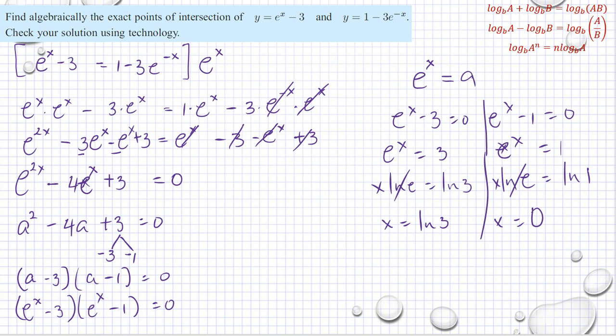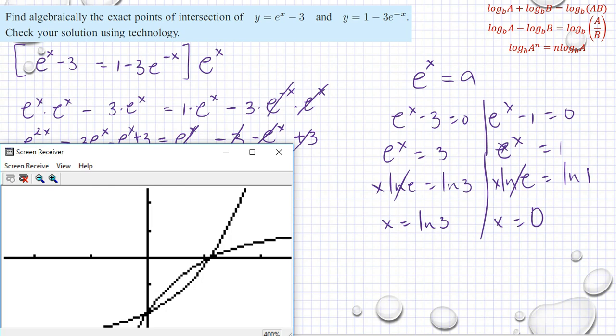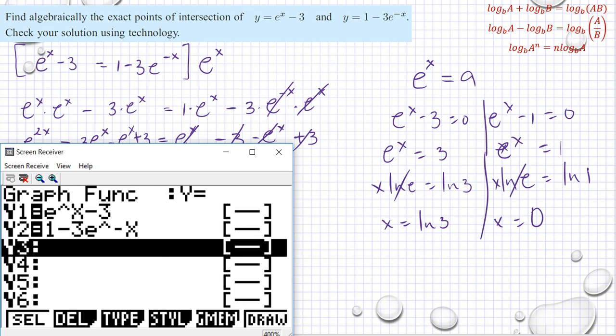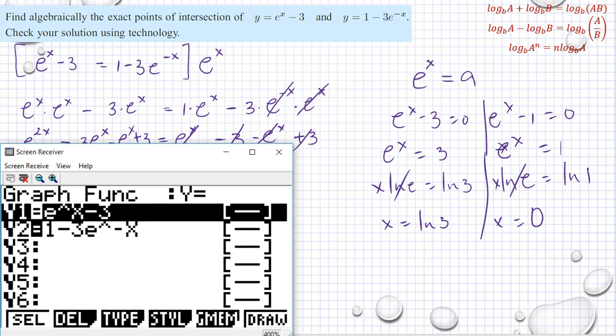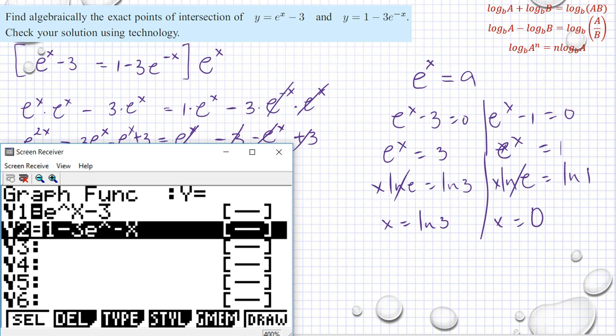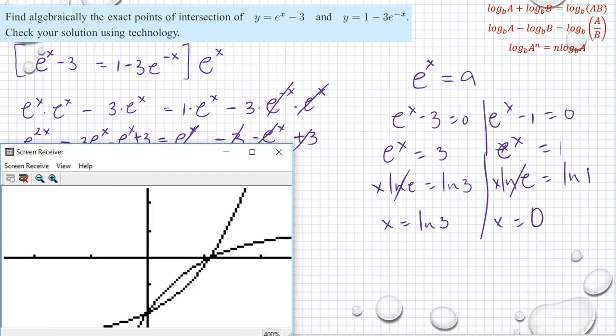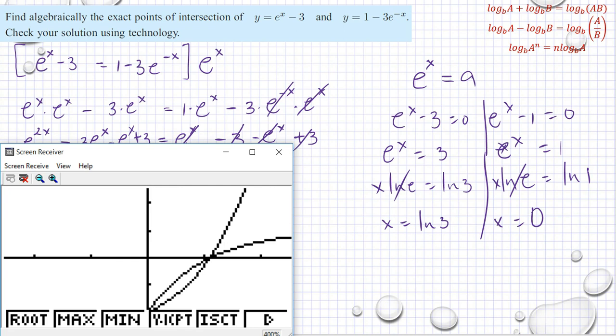Let's see if we can see that using our calculator. Okay, I prepared it already, but if you want to see how I did it, I have here: exit, my first graph, e raised to x minus 3, and my second graph is 1 minus 3 e raised to negative x, and then draw. As you can see there, it is there. If you want to see the points of intersection, then I have here now intersections.